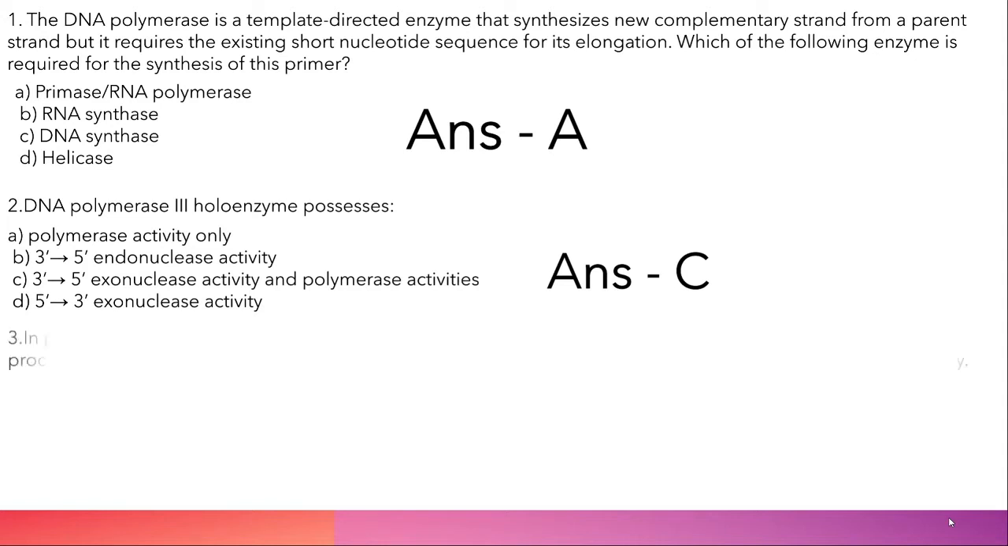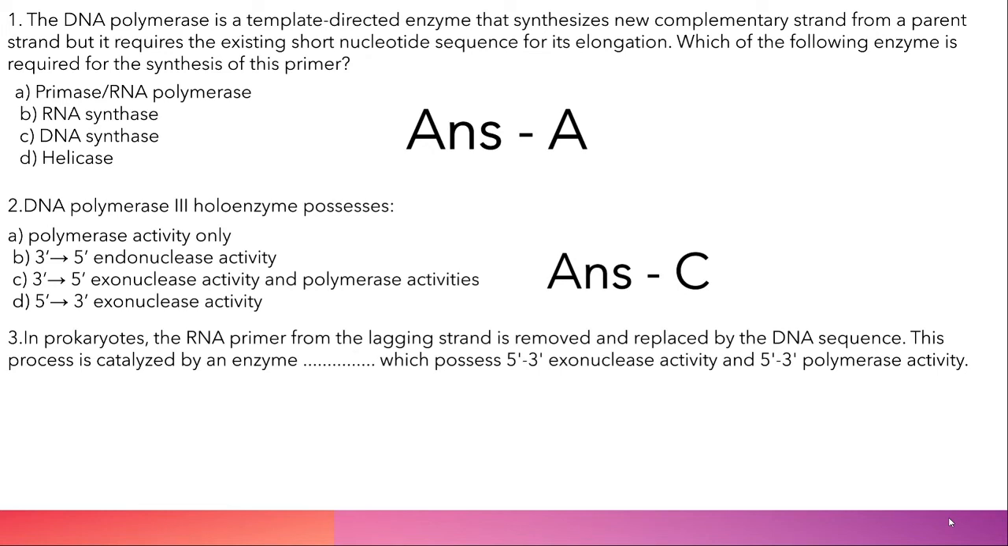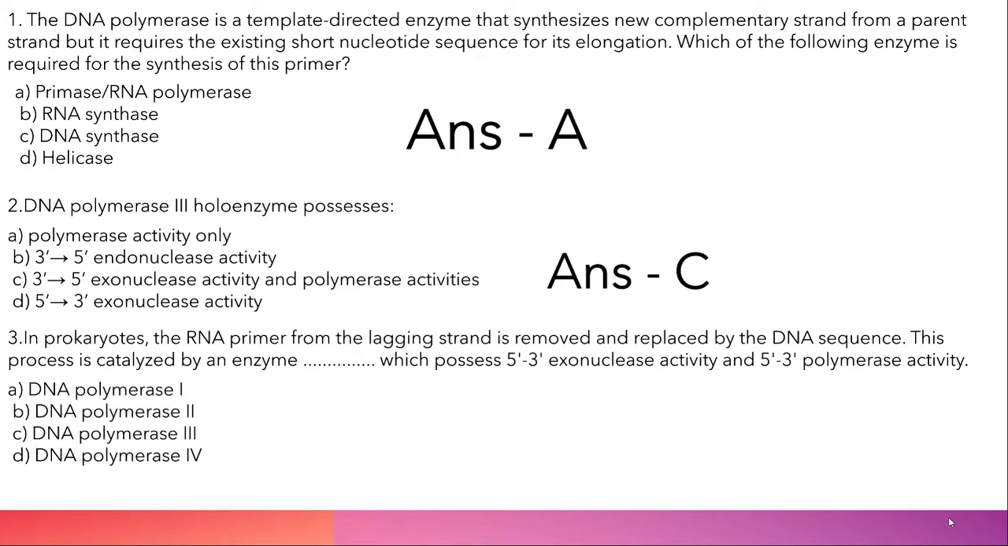The third question is, in prokaryotes, the RNA primer from the lagging strand is removed and replaced by a DNA sequence. This process is catalyzed by an enzyme, dash, which possesses 5' to 3' exonuclease activity and 5' to 3' polymerase activity. Here are the options: the first one is DNA pol 1, the second one is DNA pol 2, the third one is DNA pol 3, and the fourth one is DNA pol 4. So the correct answer is option A, that is DNA pol 1.